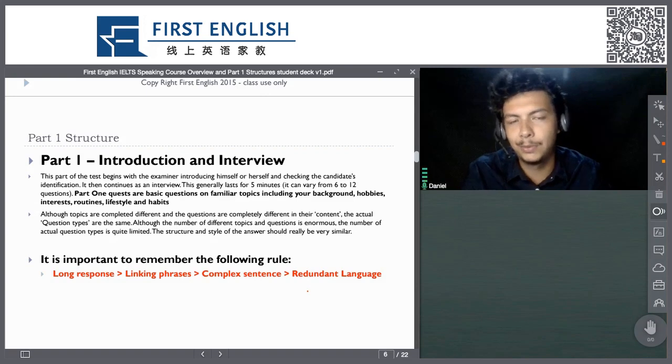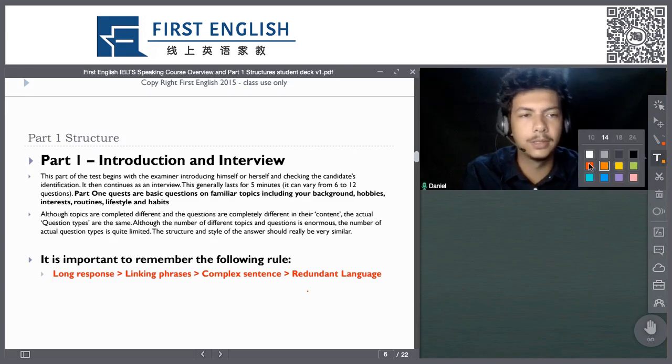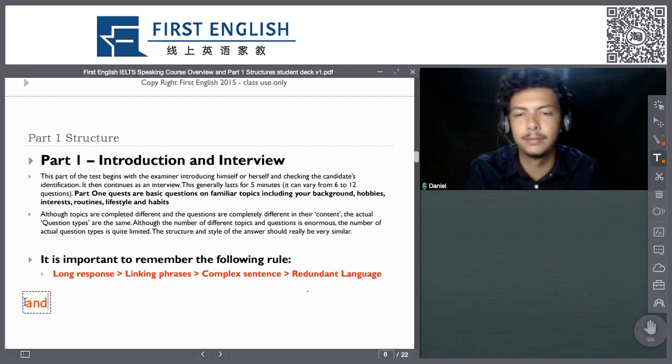Now, before we continue, I bet some of you are still a bit confused as to what I mean when I keep repeating the words linking phrase. To give you a very basic example of what linking phrases are, let's look at the word and. And, of course, is a conjunction, right? And what and does is connect two sentences or ideas together.